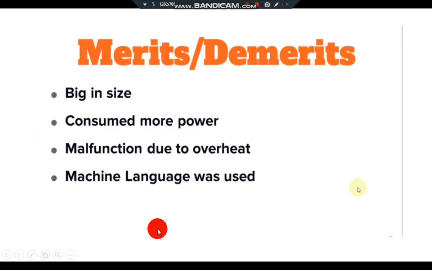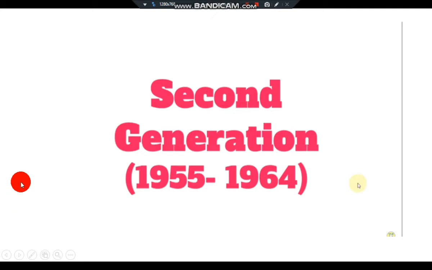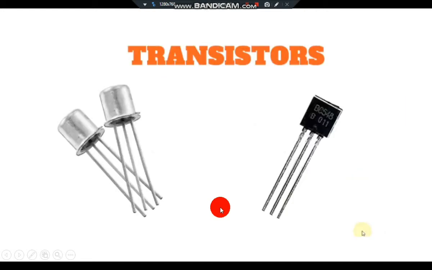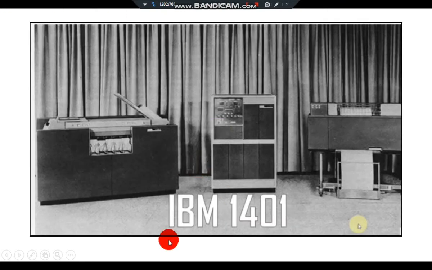Okay, now we move on to the next one, that is the second generation. The period of the second generation is 1955 to 1964. In this generation, slight changes are made. Instead of using vacuum tubes as circuits, here we are using transistors. So transistors are used in circuits to build the computers. If you are using transistors, what is the advantage? It means we are reducing the size of the computers.